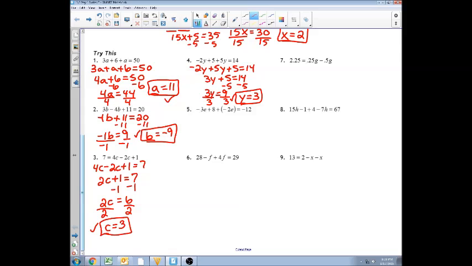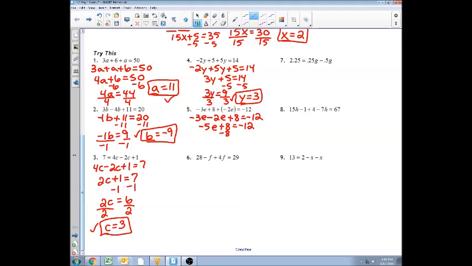Number 5, be careful here. I need to keep that negative with the 2e when I rewrite my problem. So it would be negative 3e minus 2e plus 8 would equal negative 12. What is negative 3e minus 2e? That is negative 5e plus 8 would equal my negative 12.